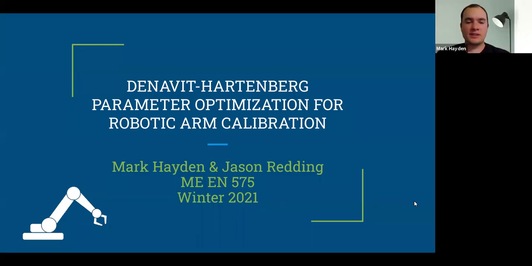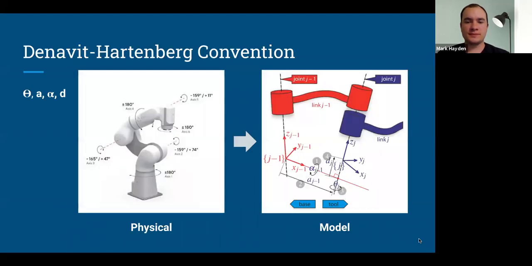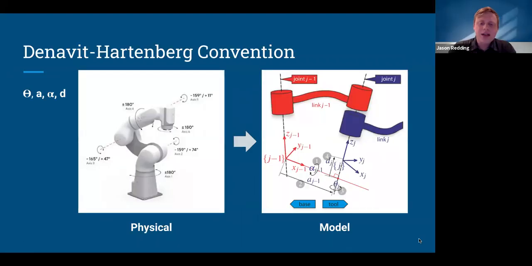Today we'll be discussing Denavit-Hartenberg, or DH, parameter optimization for robotic arm calibration. We're excited to share with you what we've learned on this topic. In order to understand our project, it's important to know the basics of the Denavit-Hartenberg, or DH convention. The DH convention provides four parameters, theta, A, alpha, and D, to convert a physical robot into a mathematical model.